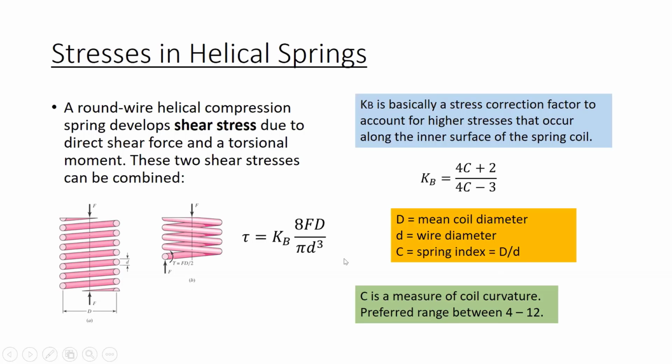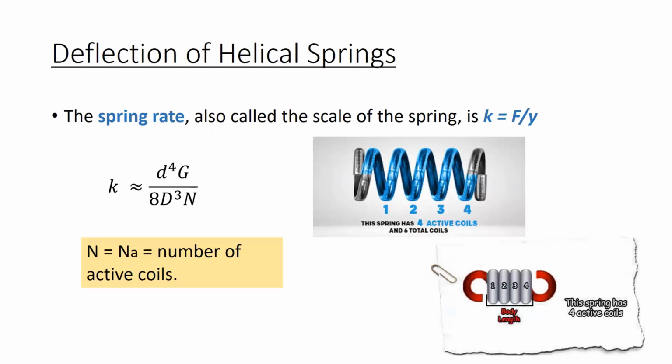D, little d, is the wire diameter itself. And then C is the ratio, mean coil diameter over wire diameter. So, deflection of helical springs: we are all very familiar with Hooke's law by this point, and of course it applies to springs as well. So the spring rate, also called the scale of the spring, is K equals F over Y, where F is the applied force and Y is the deflection.